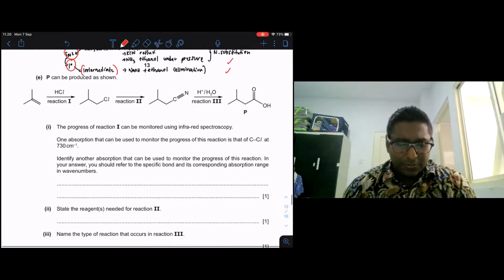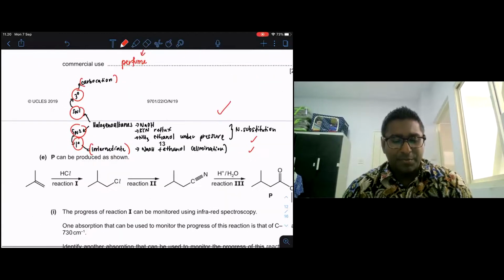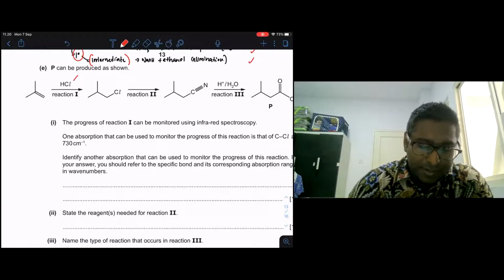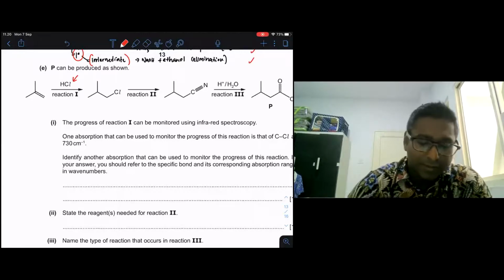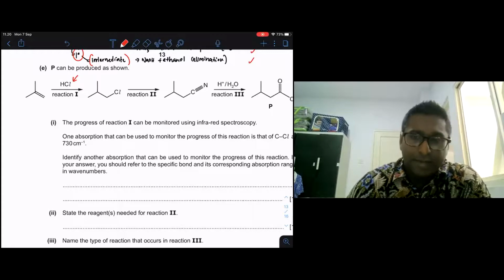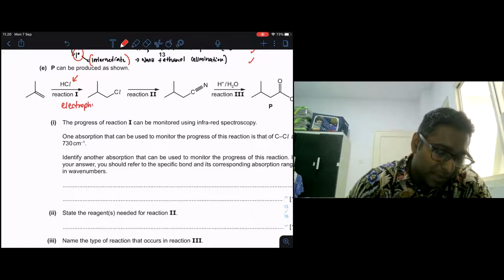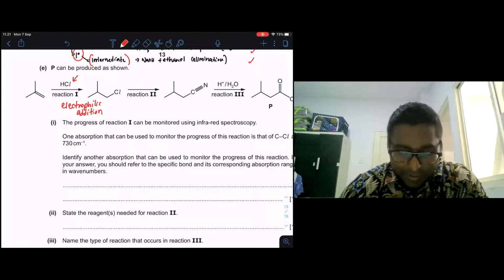Let's continue. Now you have this P. The P can be produced as shown. So you have something like this. When they react with HCl, what happens? The double bond is going to be broken, so you have H and Cl being added. If they ask you the mechanism of the reaction, this is definitely electrophilic addition. Any reaction that involves breaking the double bond is electrophilic addition.